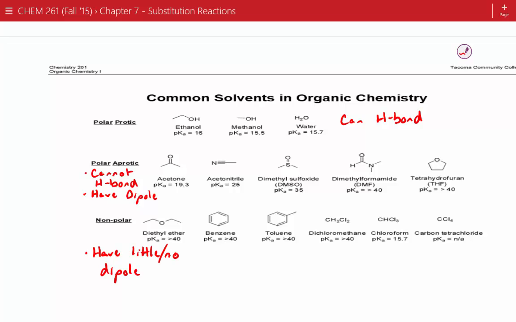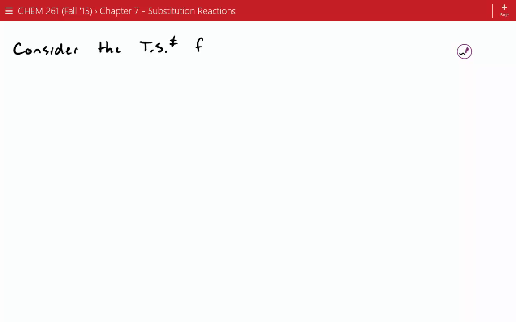So the question now is, why are we bringing this up? Why do we care about solvents for substitution? This has a lot to do with the transition state of this reaction. So consider the transition state for SN1 and SN2.